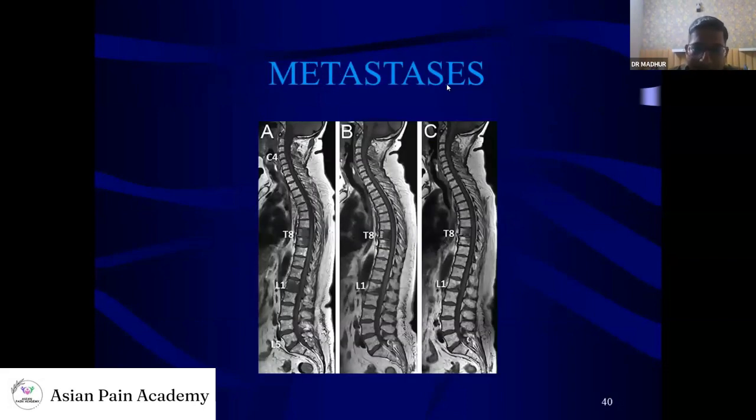Other case, metastasis, as I have told you, is very well visualized on T1 weighted images. These are T1 weighted images with CSF black. We can see very well T8, T9, L1 hypointense lesions which are protruding within the spinal canal. Multiple vertebrae are involved. So this was a case of metastasis.